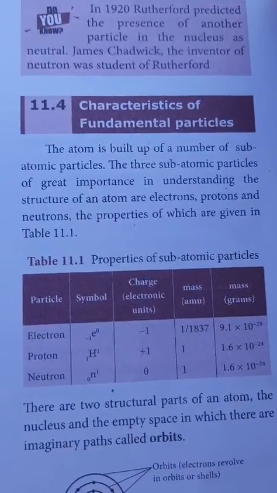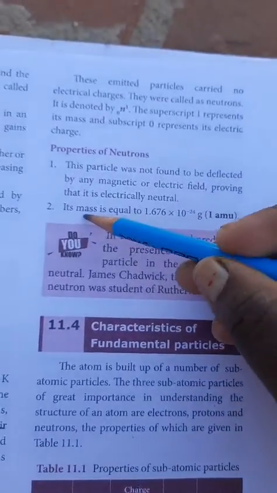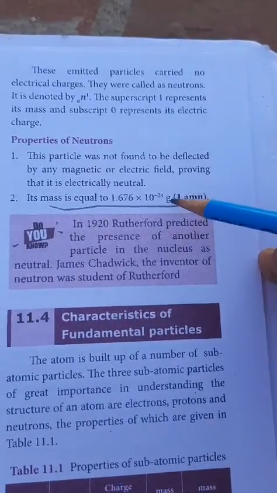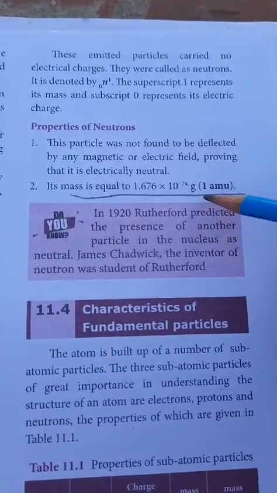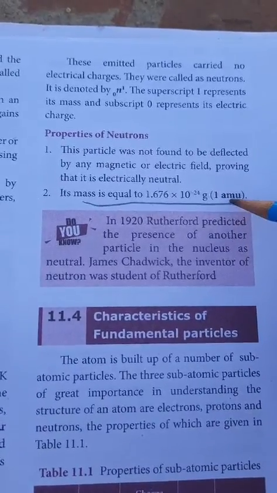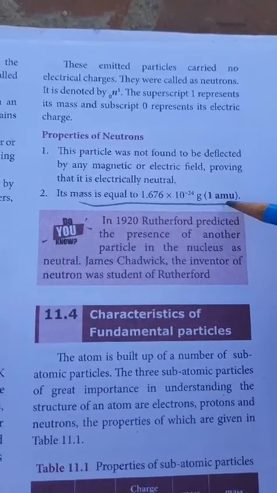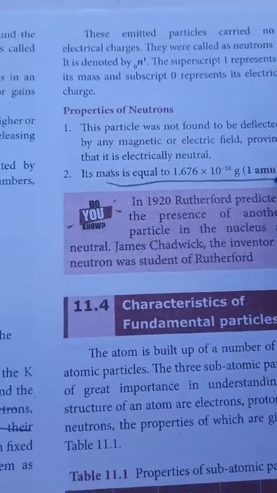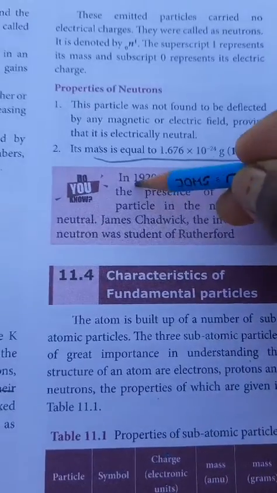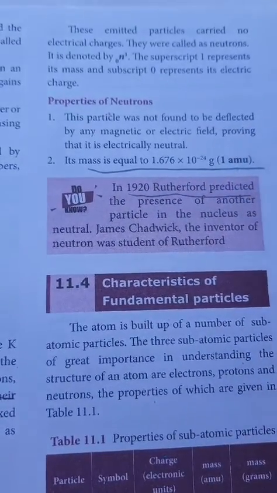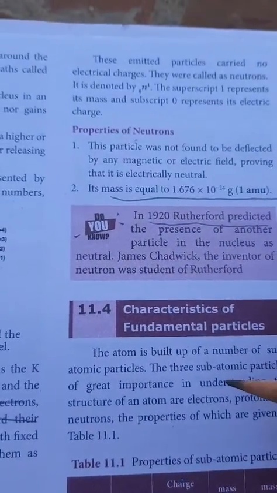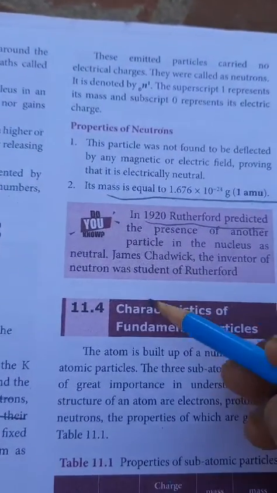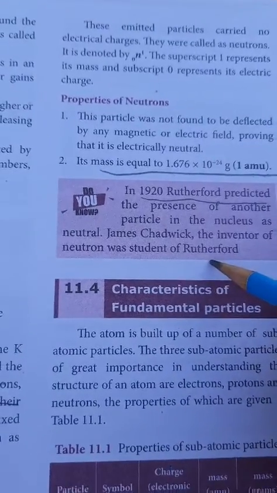Properties of neutrons: the mass is very important, 1.676 × 10^-24 kilograms, which is about 1 AMU. AMU stands for atomic mass unit. In 1920, Rutherford predicted the presence of another particle in the nucleus, a neutral one. James Chadwick, the discoverer of the neutron, was a student of Rutherford.